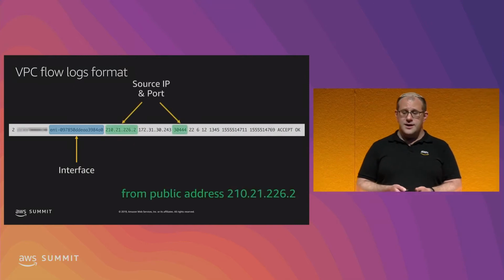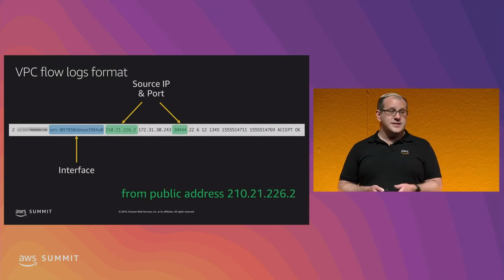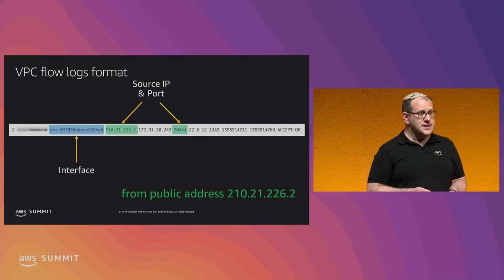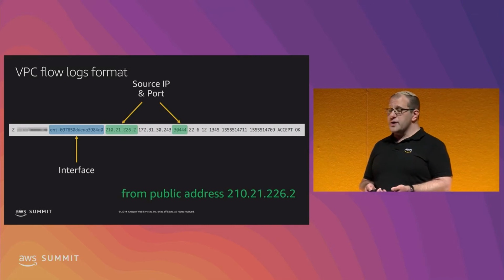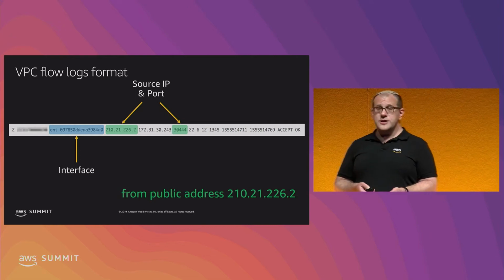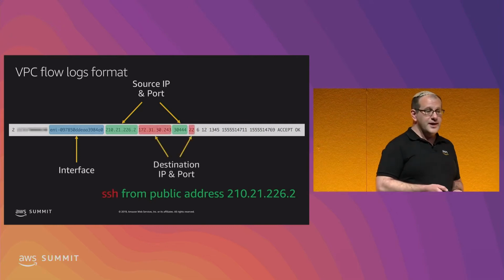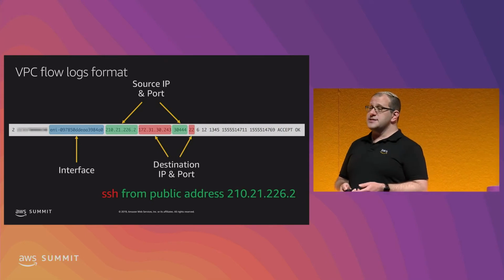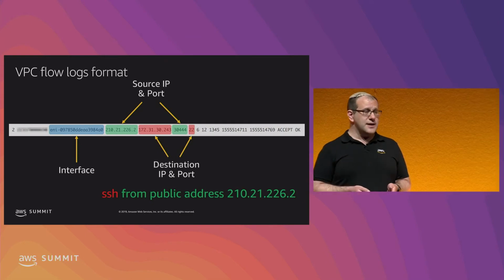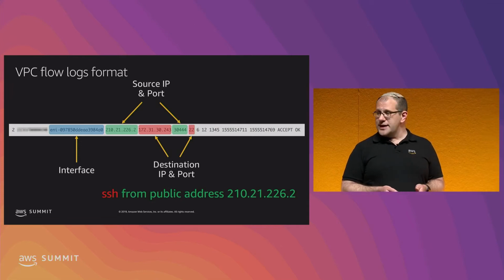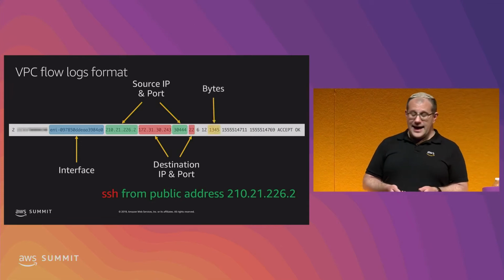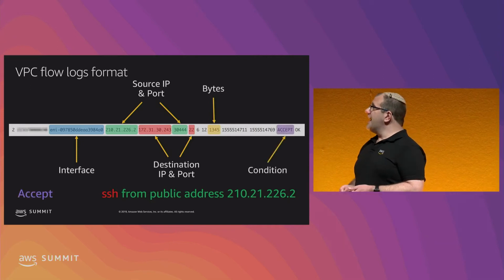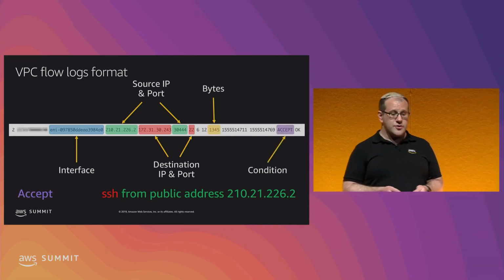the source IP address and the source port. This is a public IP address in this case, and it's coming from a high number port. So I know that this is from public address 210 blah, blah, blah. It has the destination IP address and port. In this case, the destination IP address is inside my VPC, and it's port 22, which is SSH. It has the number of bytes, and it tells me whether that was an accept or reject.